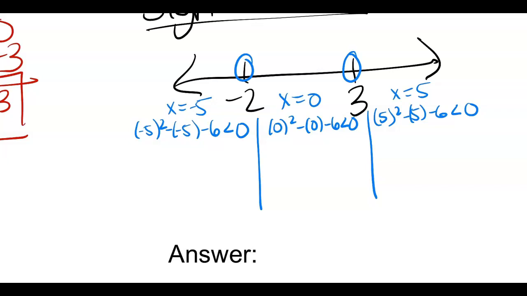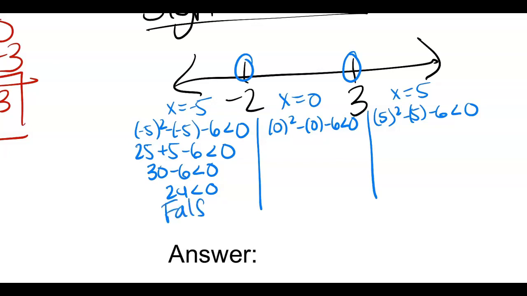On each of these that I split up, all three of these we have to solve. So we're going to make this 25 plus 5 minus 6 is less than 0. 25 plus 5 is 30. And 30 minus 6 is 24. So you need to ask yourself, is 24 less than 0? No, it's not. This is false. So what that means is -5 is not going to be in your solution set. Since it's false, it's not going to be in your solution set. You are looking for true statements here.